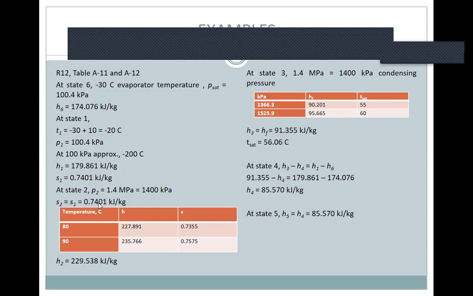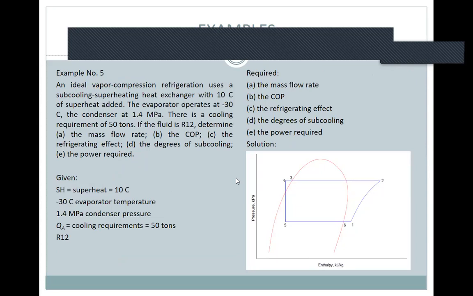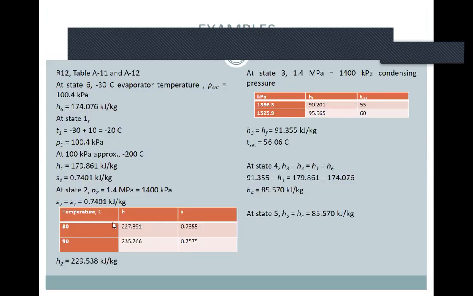So to state 2, P2 is 1.4 megapascal or 1,400 kilopascal. So S2 is equal to S1. Ito, isentropic siya, 1 to 2. Then, sa table, ito yun. In temperature 80 and 90. So H is equal to 227.891 and 235.76. Ito yung basehan. S is 0.7355 and 0.7575, in between niya 0.7401. So interpolate, H2 lang kukunin mo is 229.538.